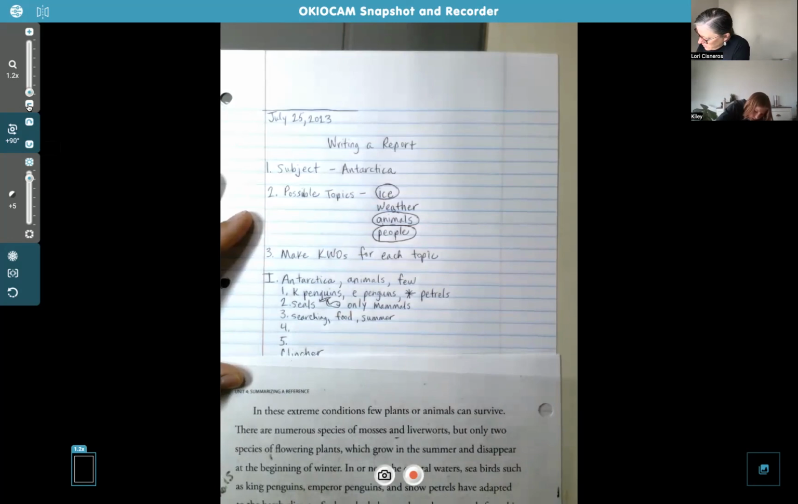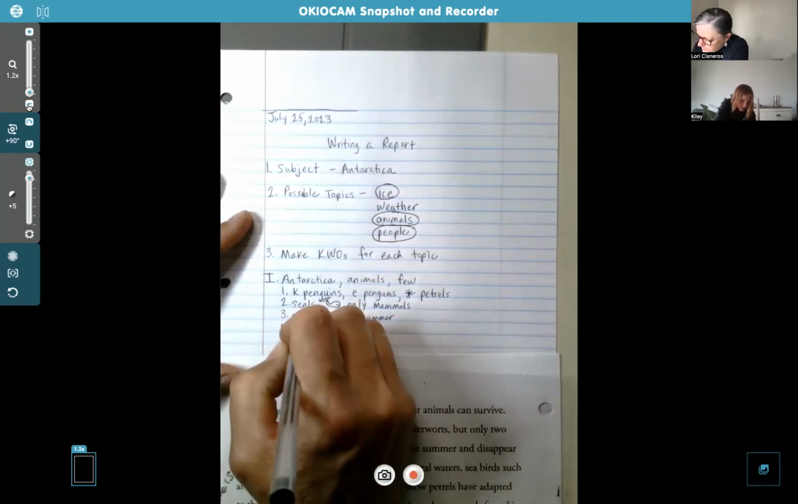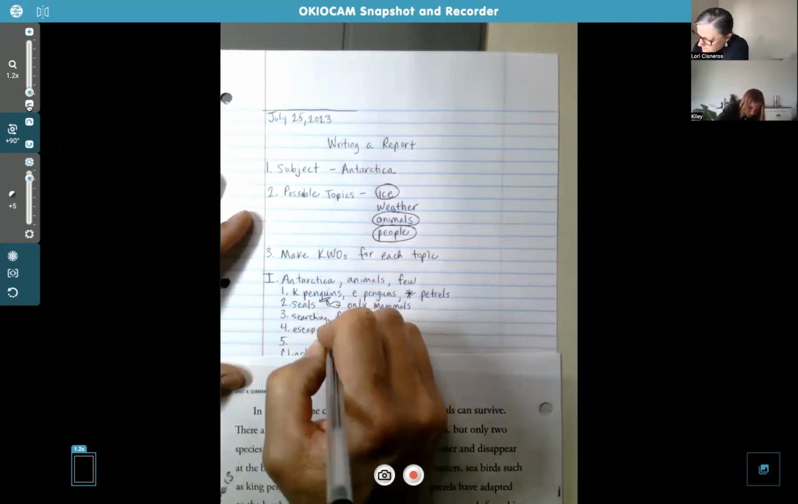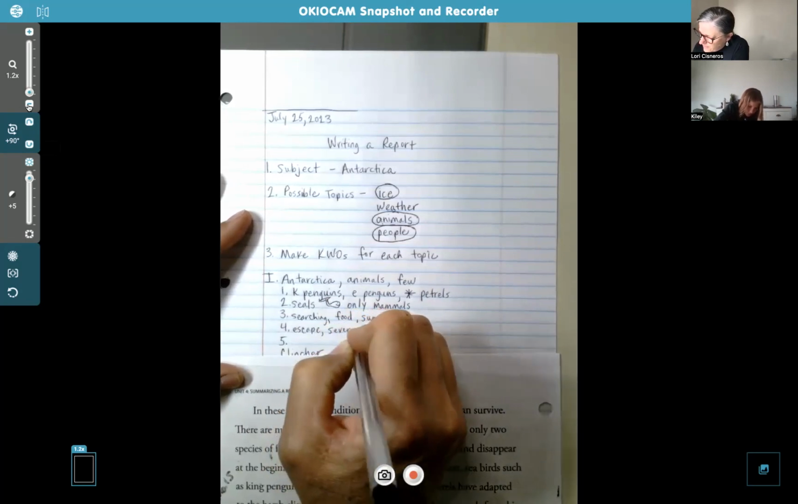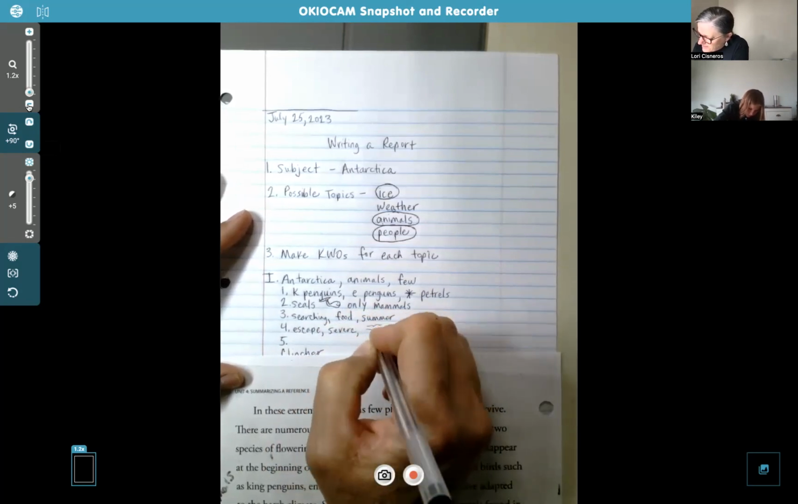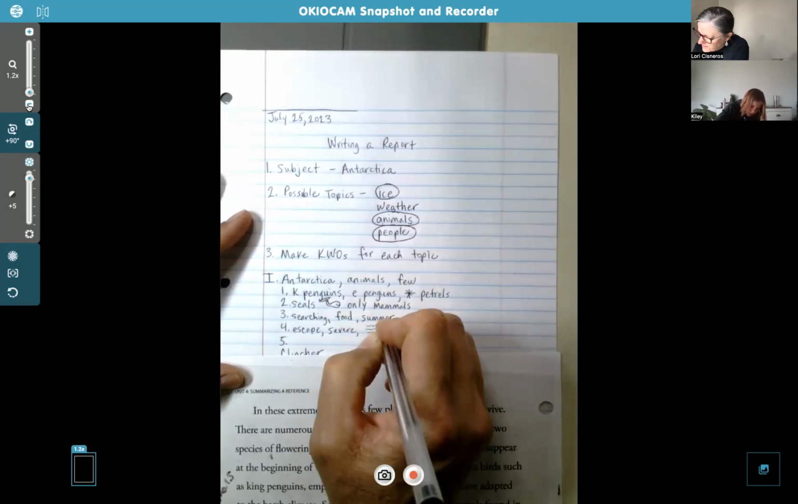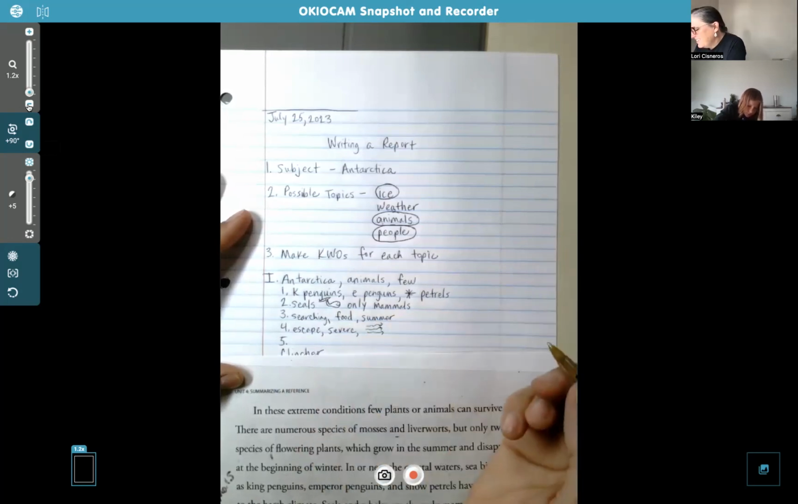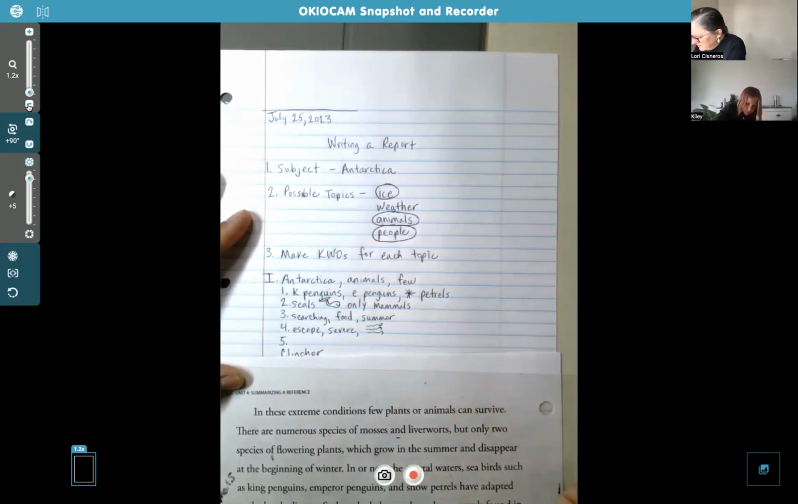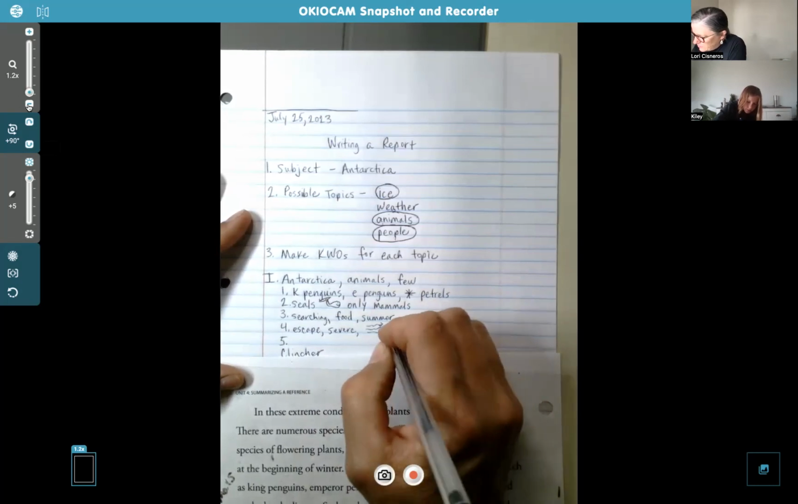Okay, so escape severe, and then I was just thinking maybe little arrows on the end. Winds, and then swimming.